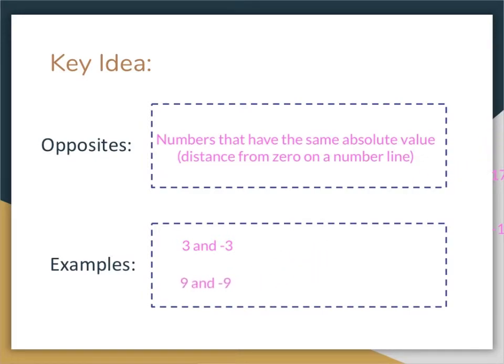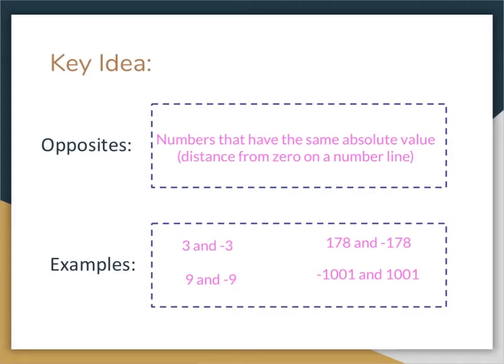Other examples would be things like 9 and -9, 178 and -178, even -1001 and 1001. They are opposites because they're the same distance from 0. Even though one is positive and one is negative, that makes them opposites, but they are the same distance from 0.